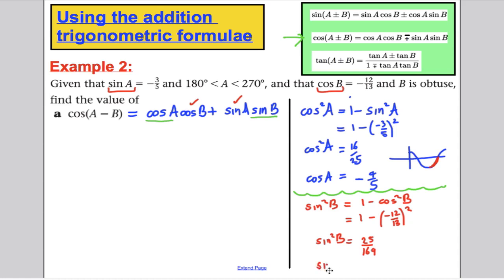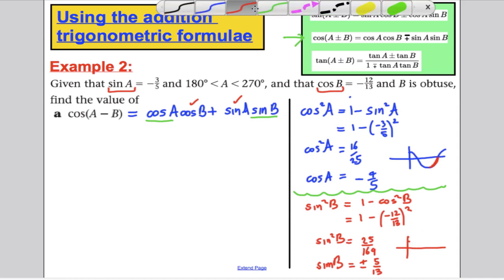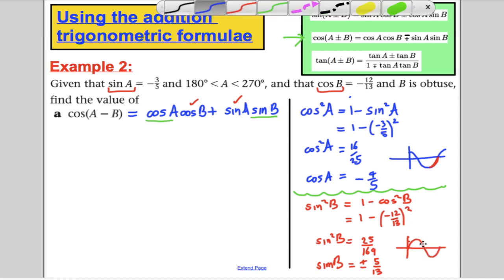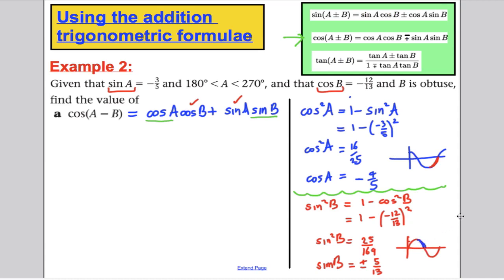Now the question is, what's sine B? Well, it's the square root of this, so it's plus or minus 5 over 13. Question again is, which is it? Positive 5 over 13 or the negative 5 over 13? Let's draw a quick graph. We're considering B here to be obtuse, so it's bigger than 90. Now the sine graph looks as follows. Bigger than 90, between 90 and 180 even, there's our obtuse angle. Sine's positive, so we know we want the positive value here and we don't care about the negative.